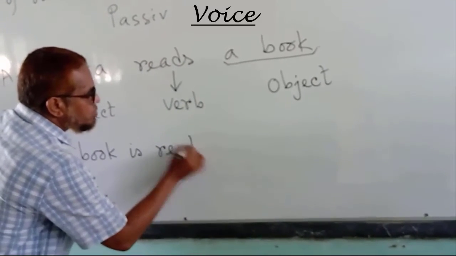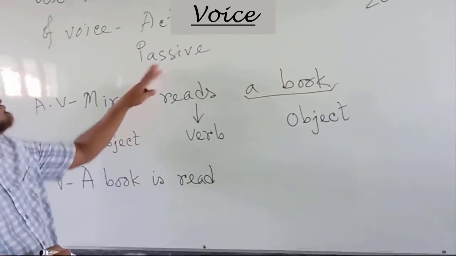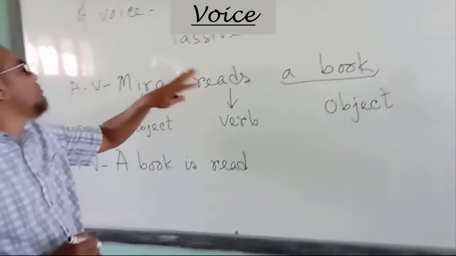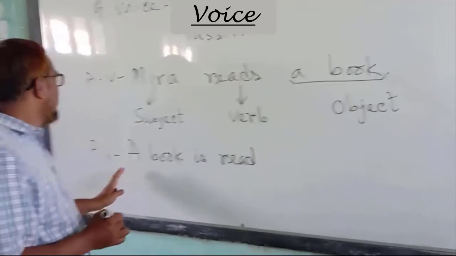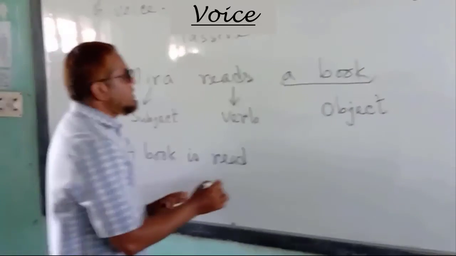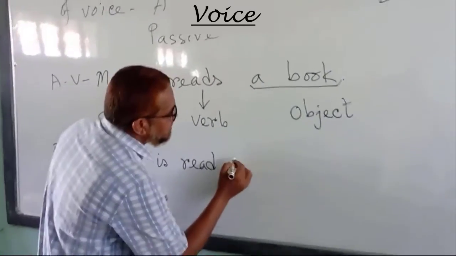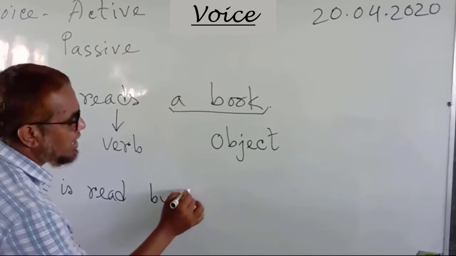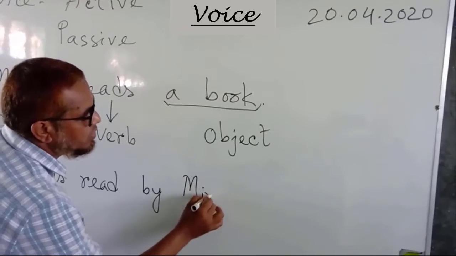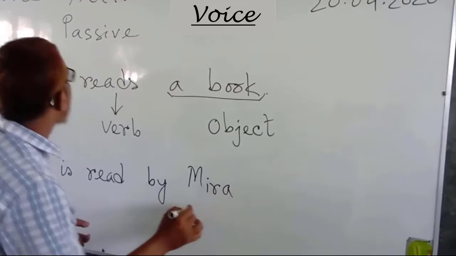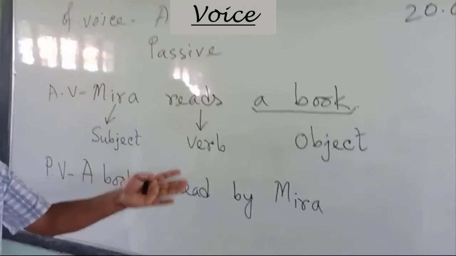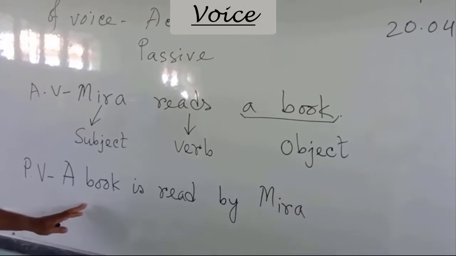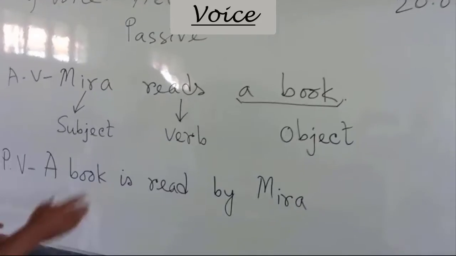There will be the past participle of the verb in the passive sentence. Is read, then the preposition by. Mira, the name, will go to the last side after by. A book is read by Mira.